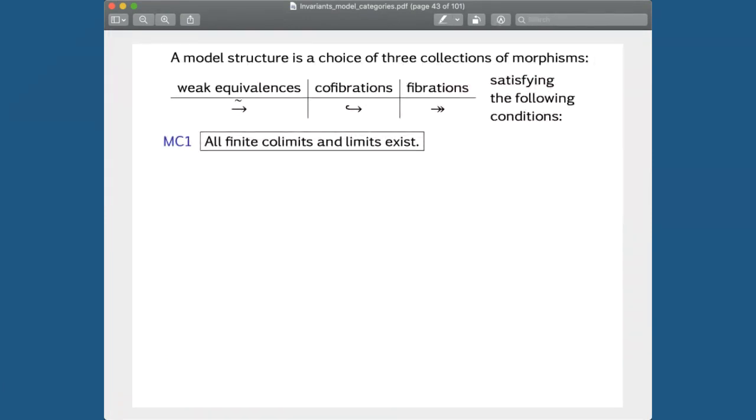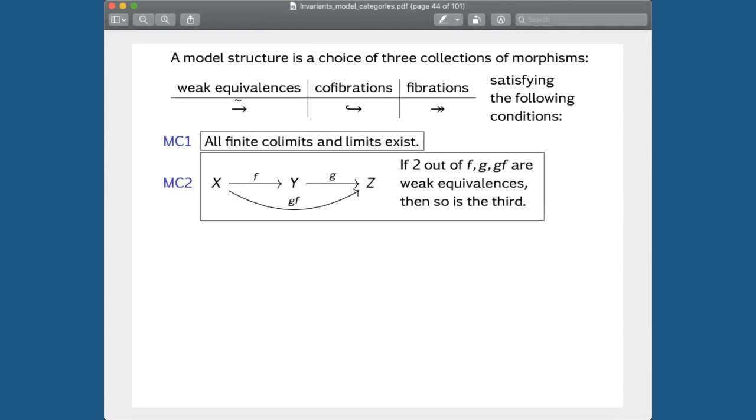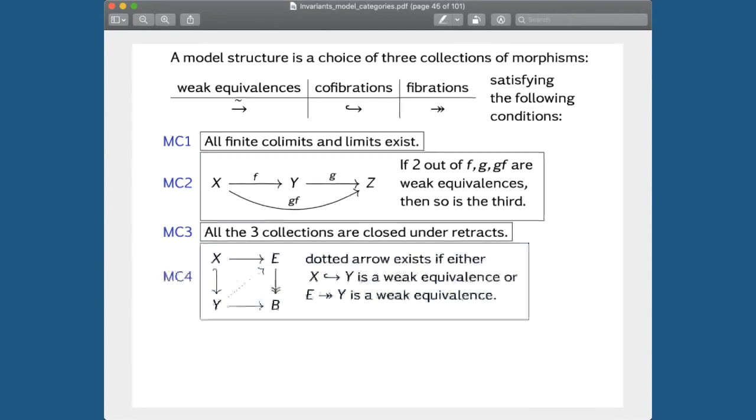Now, the second condition says if you have two composable maps, F and G, and if two out of those three are weak equivalences, so either if F and FG are weak equivalences, then so is the third, G. That's the second axiom. The third axiom guarantees that all three collections are closed under retracts. If one map is a retract of another, and this other is a weak equivalence, then so is the first one.